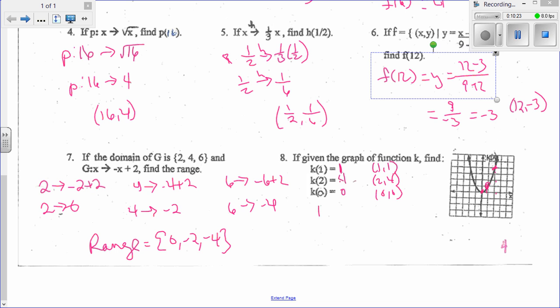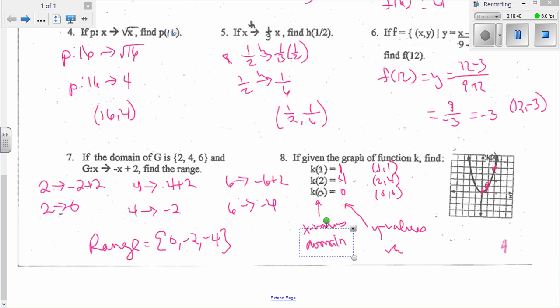So what we're doing here is we're just using our x values, and that is my domain. And my answers are my y values, and that is my range. And that's how number 7 and number 8 are alike. Number 7 is using just an algebraic function, and number 8 is using a graph to find the same things. So I'm giving you the x value on number 8, and you're finding the y value at that x value.